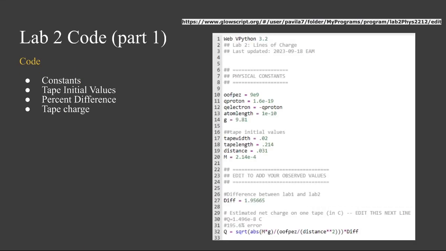Next, we'll cover the first part of the code in lab 2. In the first part, we defined our constants such as the charge of the electron, the proton, and 1 over 4 pi epsilon naught. In the middle of this picture, we also defined the initial tape values that we mentioned in the previous slide regarding the lab 1 experiment. And in line 27, we defined the accuracy percentage difference as a decimal, which again was about 196.6% difference.